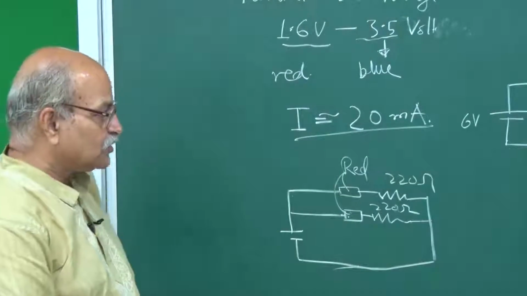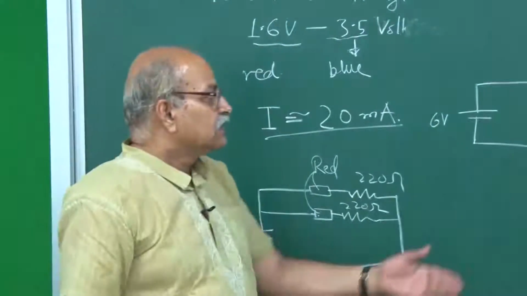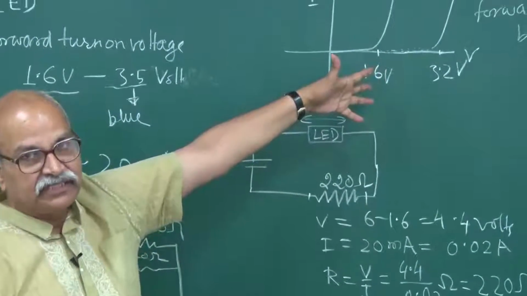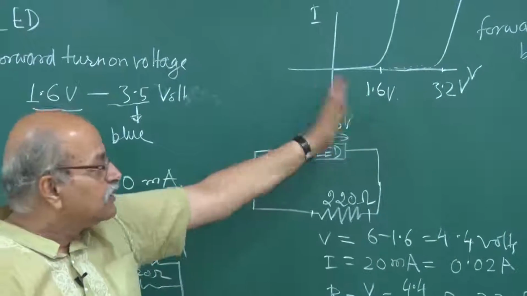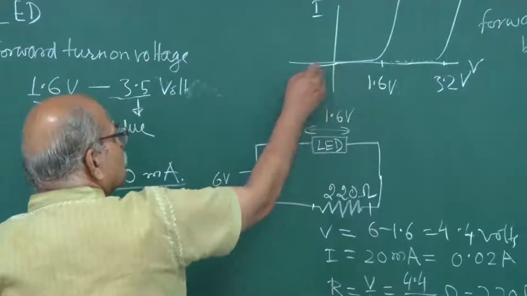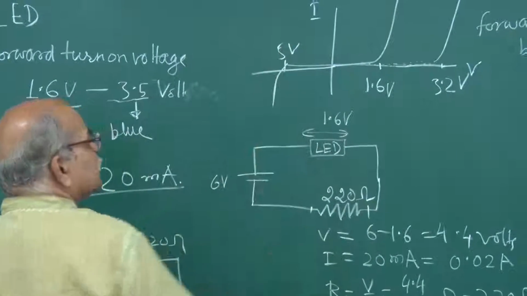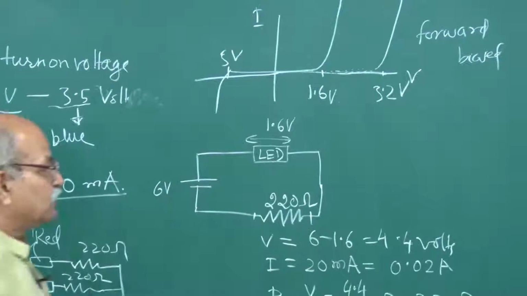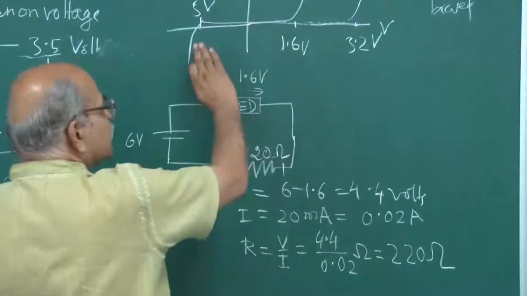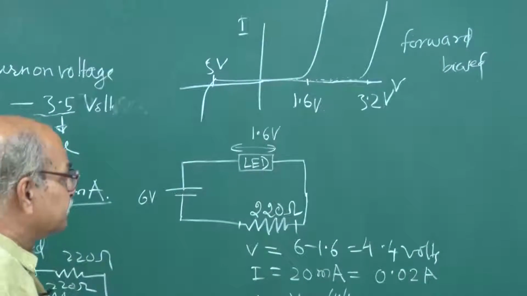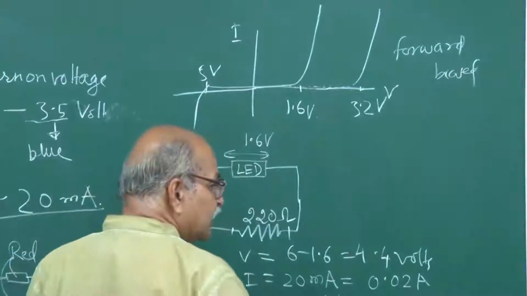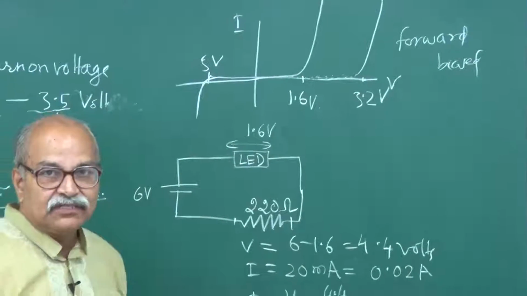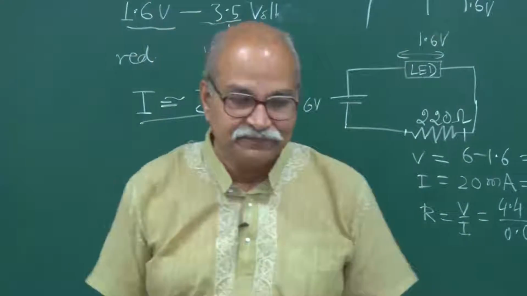In reverse bias also, typically the breakdown voltage for LEDs is not large, around say 5 volts or so. So in reverse bias you should not apply more than 5 volts, otherwise it can be damaged. You have to take care that your voltage does not exceed this, because even though there is very small current, if you reach this point, then a large current can happen. Okay, so these things are to be taken care of.